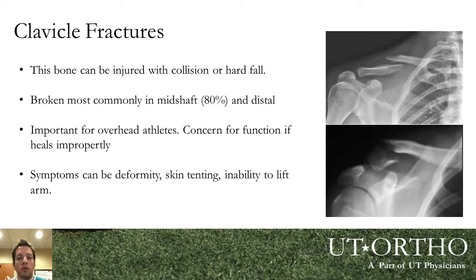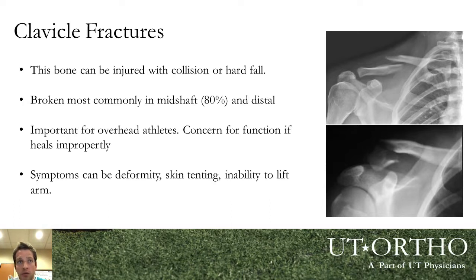Clavicle fractures. So we'll move on, moving down the process. The clavicle is your collarbone. It's important for function, overhead movement. These typically happen with collisions or hard falls. I see them a lot in wide receivers and cornerbacks going to catch a ball. It's broken most commonly in the middle, as you see on that upper left-hand shot. It can also be broken at the end or the middle of the bone.